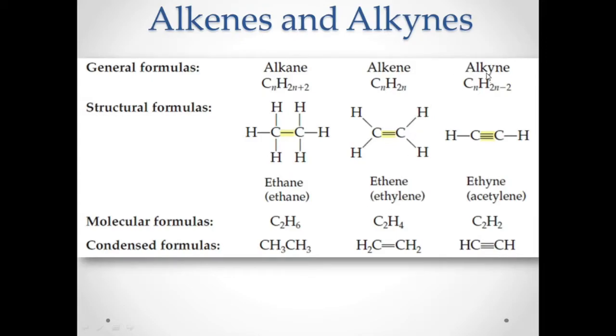Then for alkyne, if you have 2 carbons, that is C2H, 2 times 2 is 4, minus 2, that would be 2. So C2H2. You will know that this compound is an alkyne if you can see in the structure that it has a carbon to carbon triple bond.